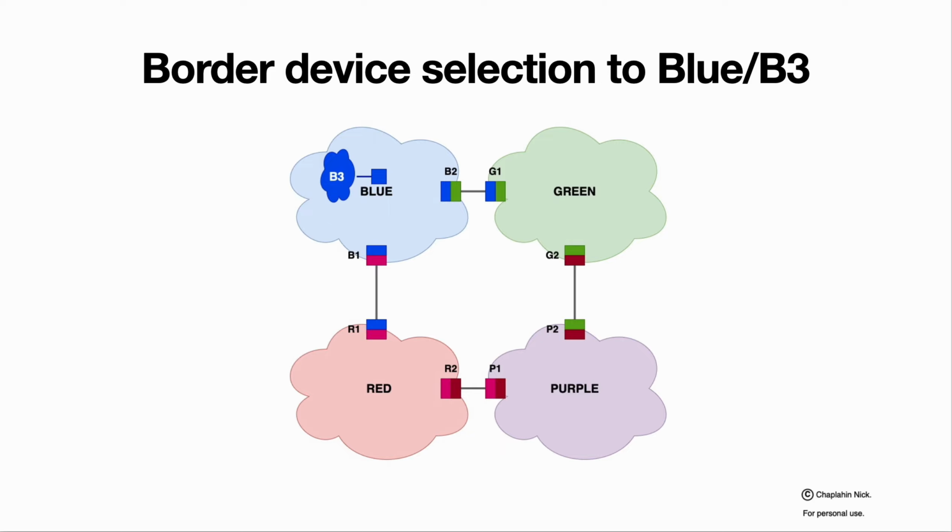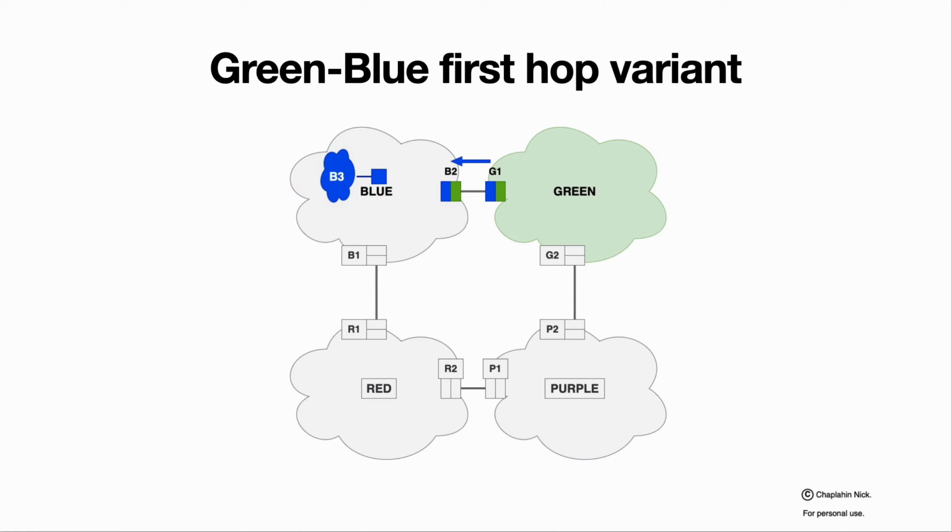So let's try an example. We have a green autonomous system from which we will send traffic. Thus, our border devices on the green autonomous system need to know which path to select. We have two possible paths. One is G1 to B2, green 1 to blue 2, and then to blue 3, or green 2 to purple 2, and then through purple and red to blue and B3. What and how is used to select?